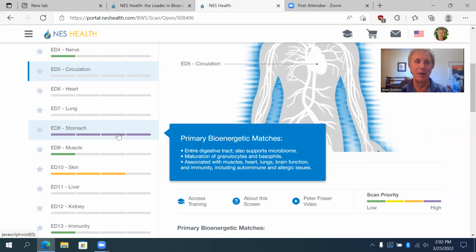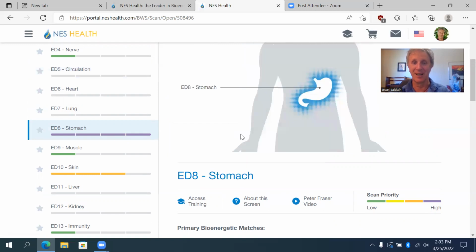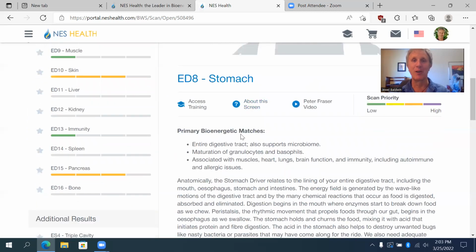Stomach driver is the next priority for me. Stomach driver is, of course, the digestive system. It is underpowered. Get some support, take some enzymes, get your microbiome reorganized. There's going to be an effect on every system of the body if your digestion is not strong.